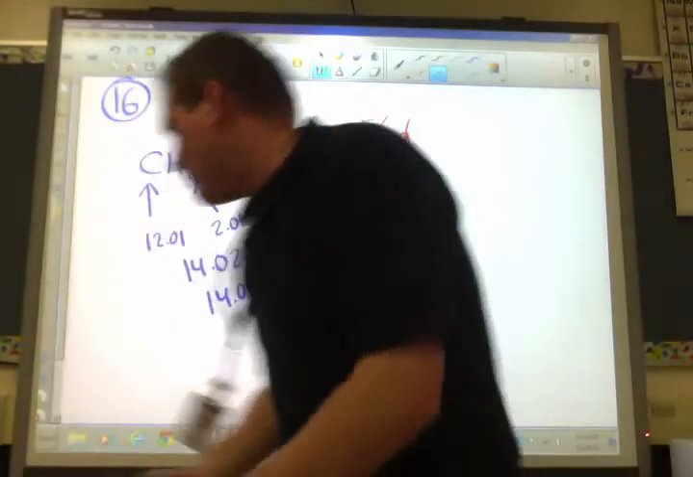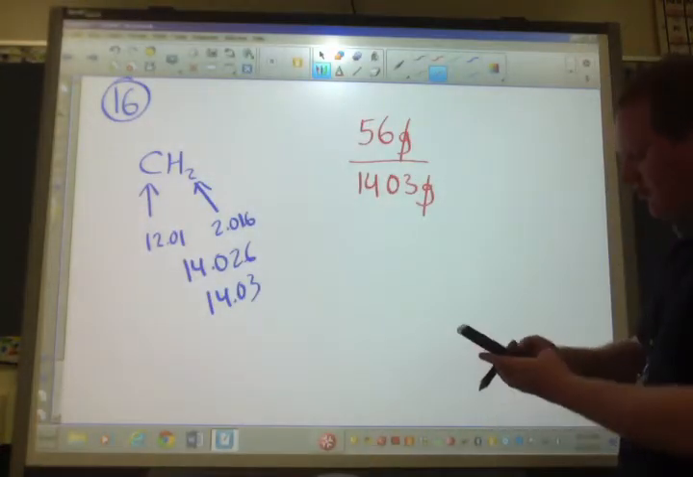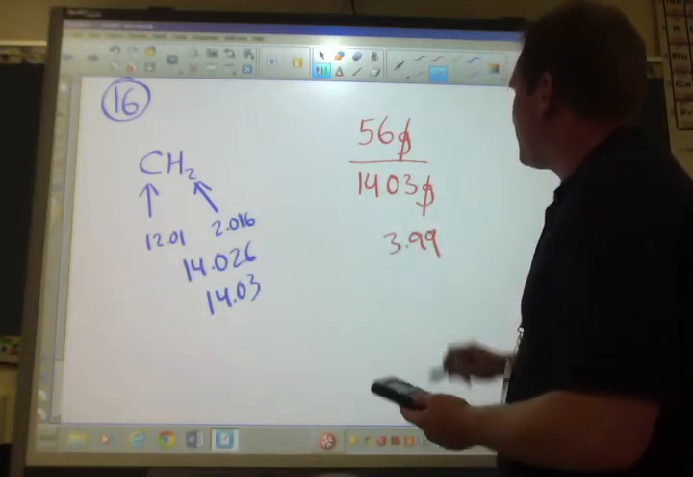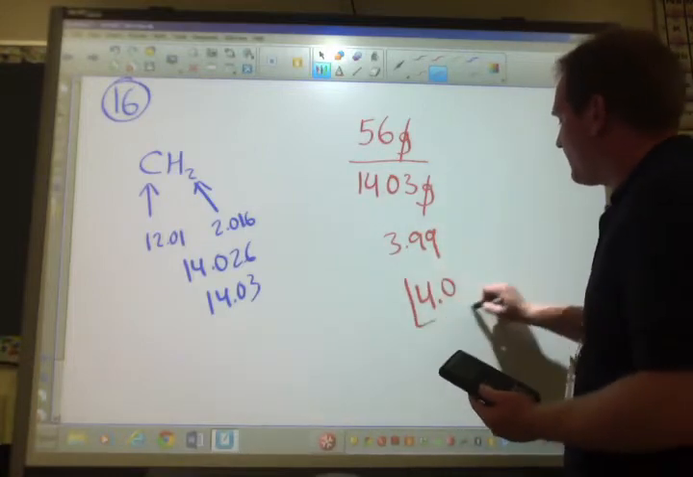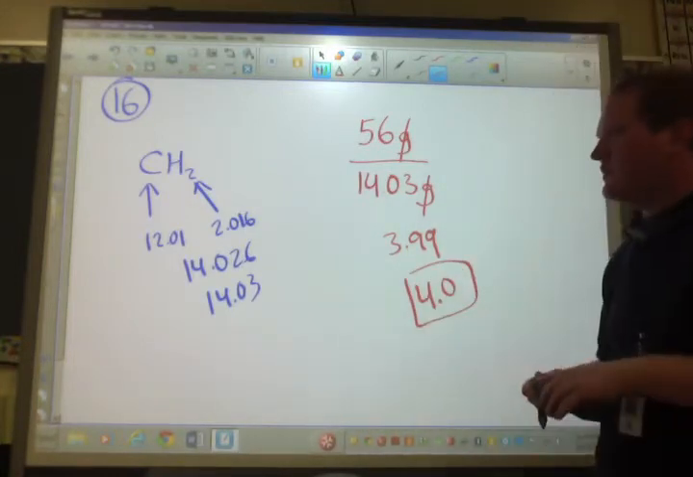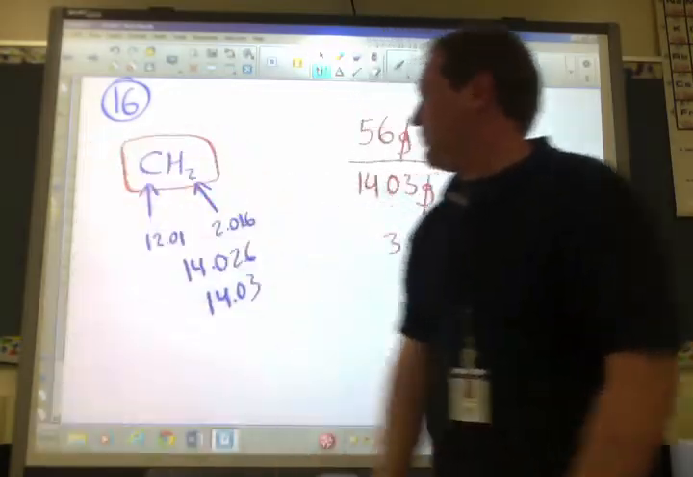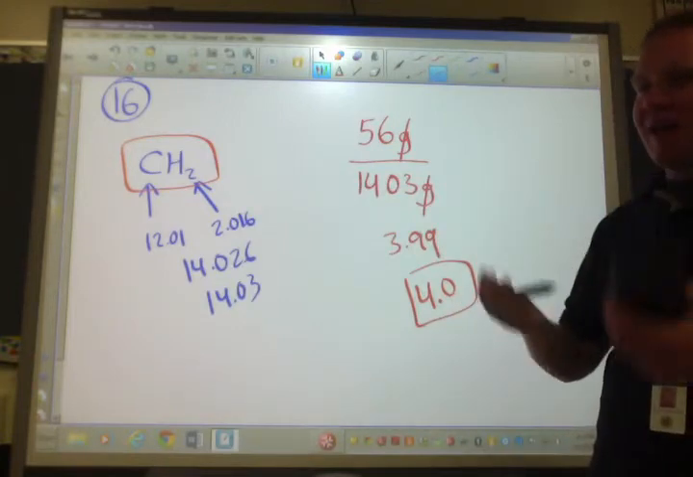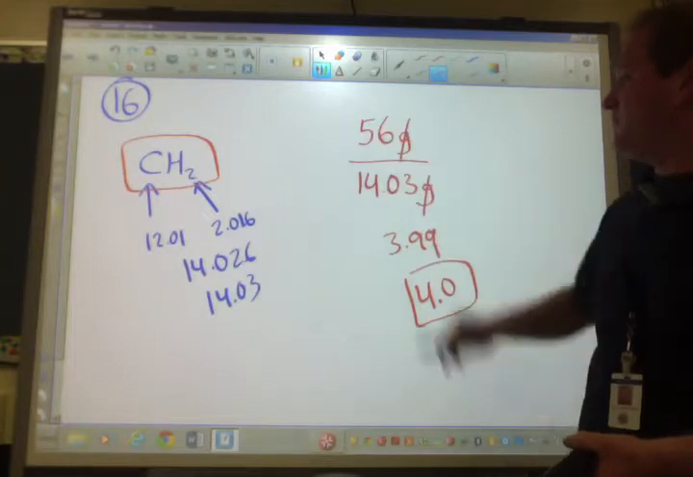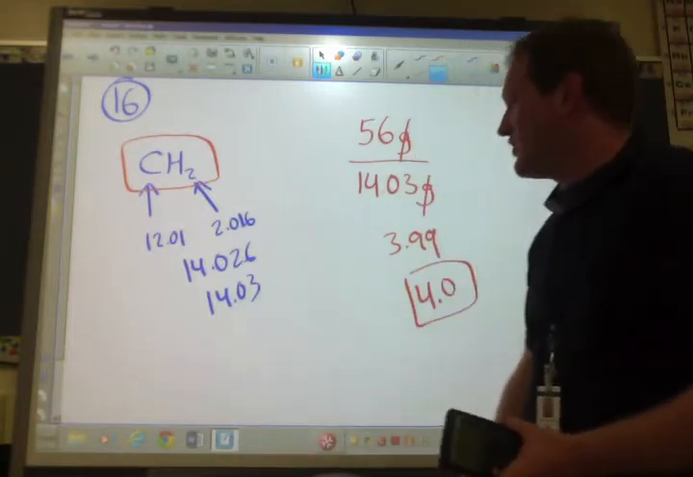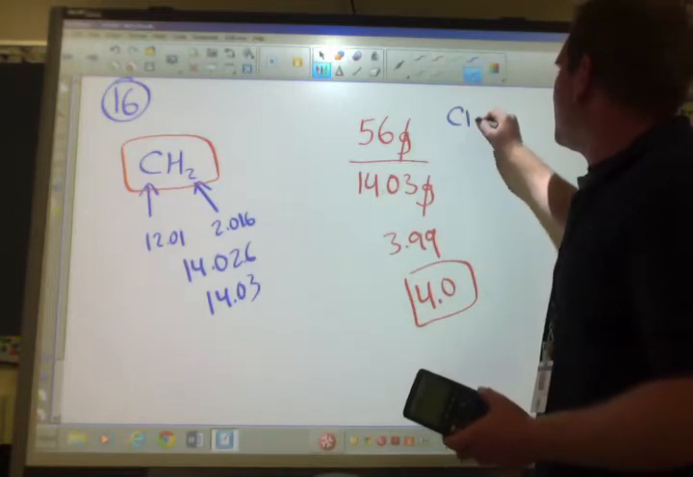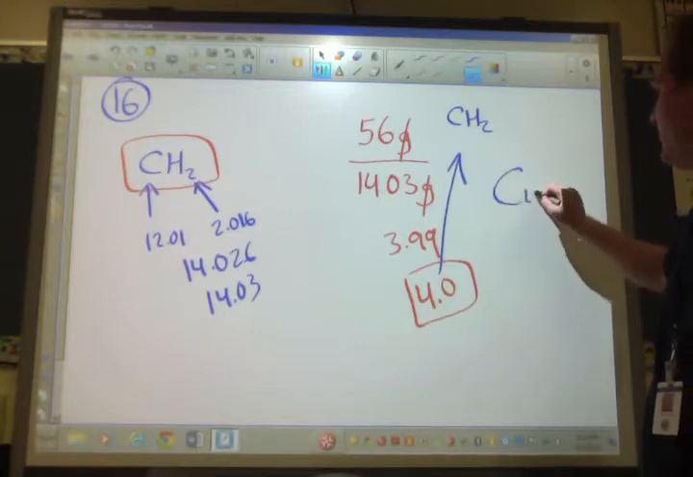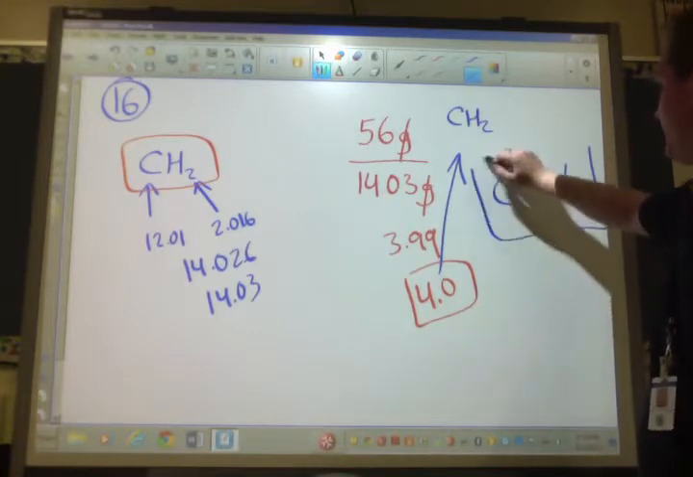And again, it should be a small whole number ratio. I'm guessing it's, what is that, 4? 56 over 14.03 gives me 3.99. 2 sig figs gives me 4.0. What this tells me is that this molecule here, that empirical formula, is 4 times smaller than what it actually is in real life. Because the actual mass is 56. This mass is only 14. So what we do is we take CH2 and we're going to basically apply a factor of 4 to that. So it becomes C4H8.